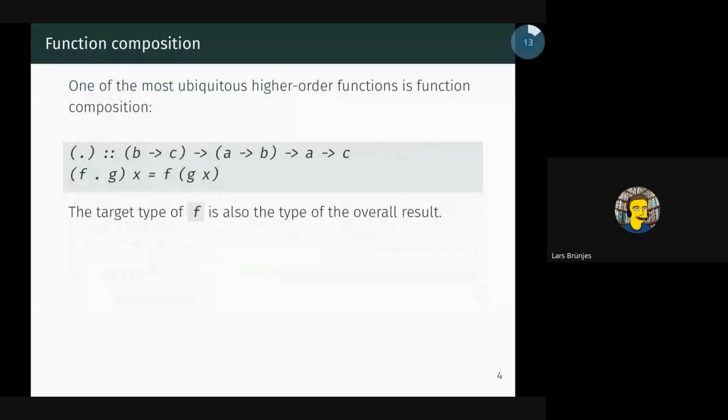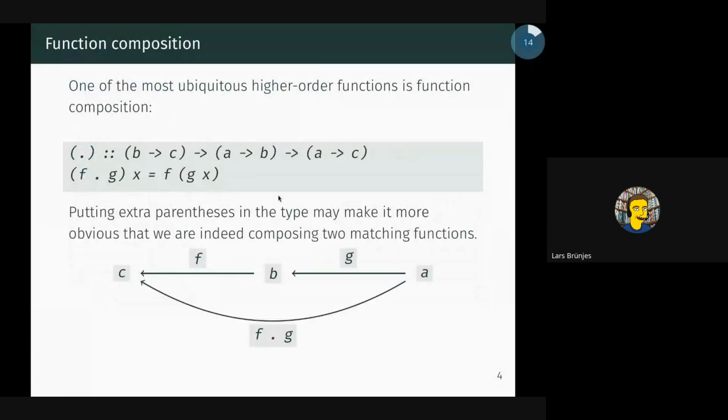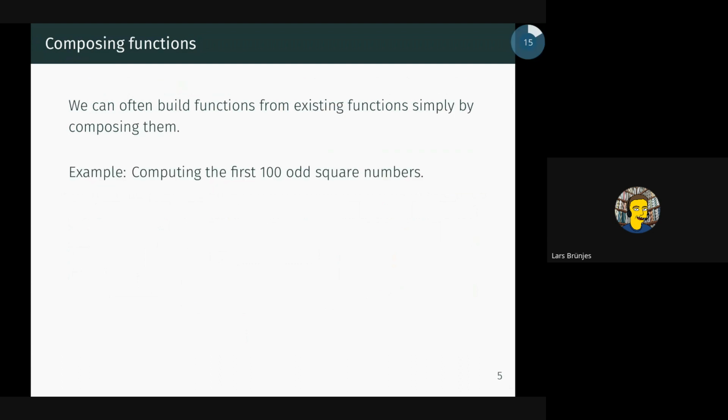So I did this type inference stuff. Here's the picture, how that's sometimes depicted. It's similar to what I tried to do there in the comment. And here's an example. So let's say you have the task to compute the first 100 odd square numbers.